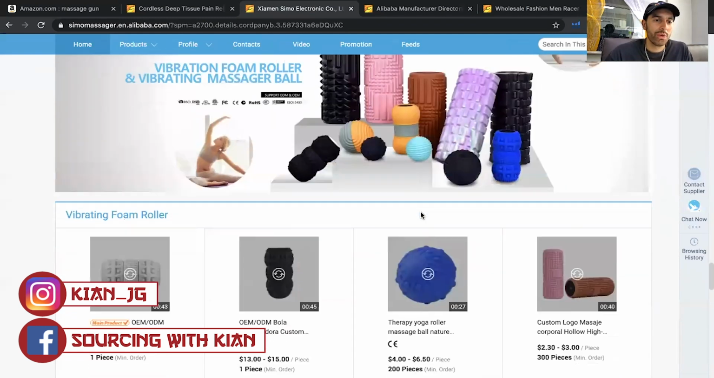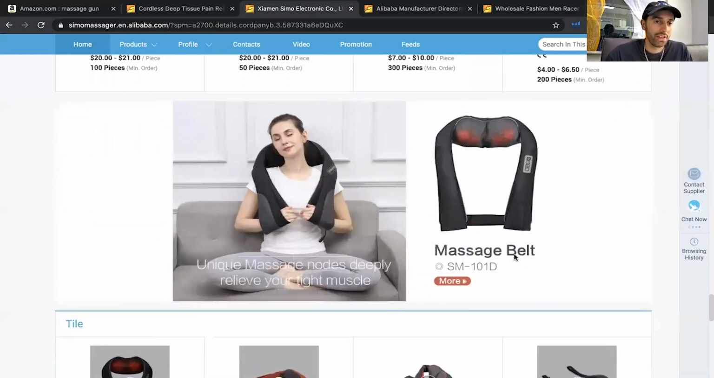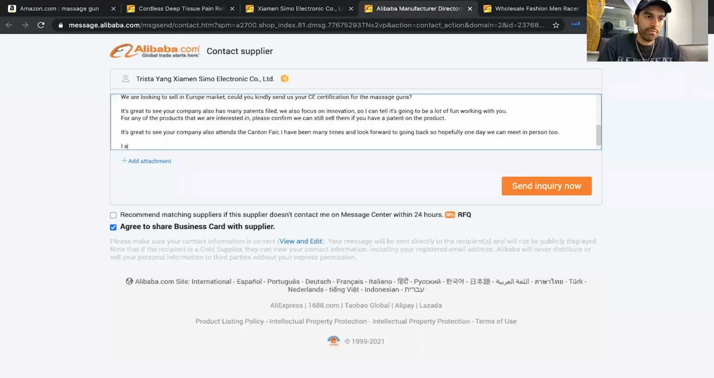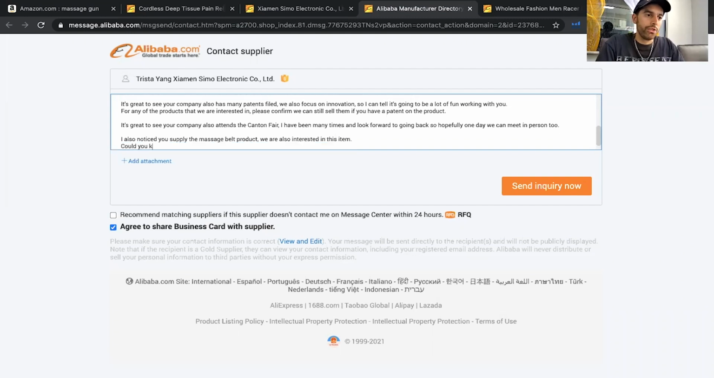And then as we were scrolling down, we noticed this product that sparked our curiosity a little bit. So we can say, I also noticed you supply the massage belt product. We are also interested in this item. Could you kindly send me the full specification sheet for your massage guns as well as massage belts?